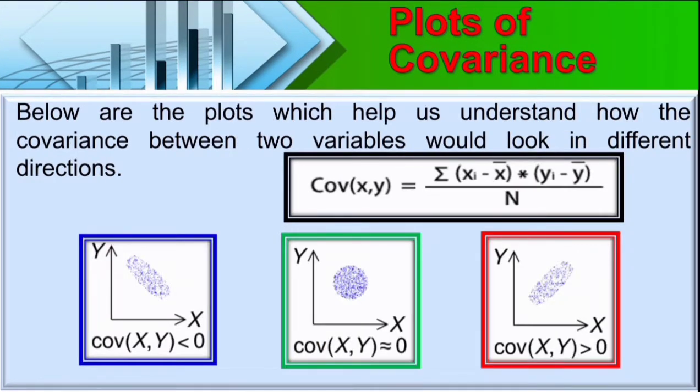Plots of covariance. Below are the plots which help us understand how the covariance between two variables would look in different directions. In the blue box, covariance of x and y is less than 0, in the green box, covariance of x and y is near 0, and in the red box, covariance of x and y is greater than 0.